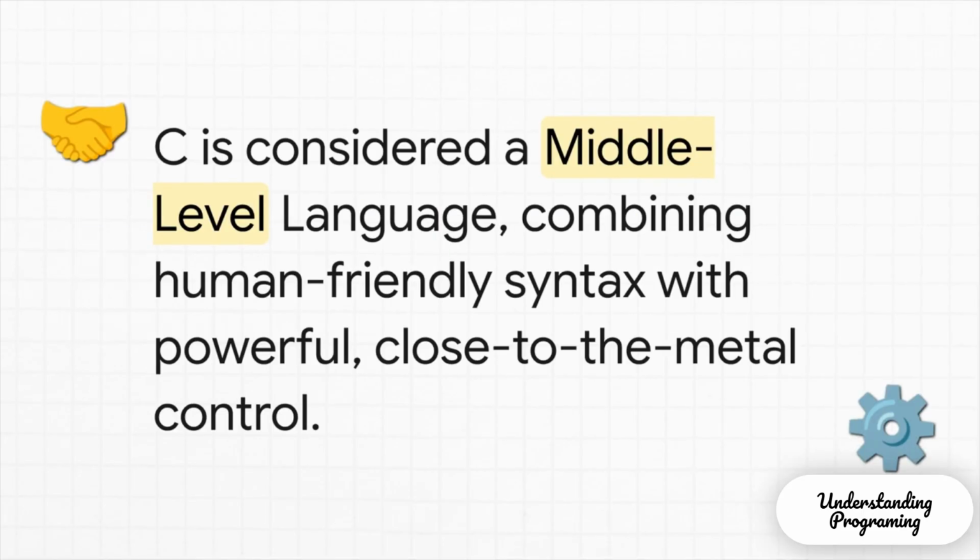Now here's where it gets really interesting. C is what we call a middle-level language. It's not super abstract and human-like, say like Python, but it's also not low-level, like raw machine code. It sits right in that sweet spot, giving you the best of both worlds. You get syntax that's easy enough for humans to read, but with powerful, close-to-the-metal control. That just means you can work more directly with the computer's hardware, which gives you incredible speed and efficiency.